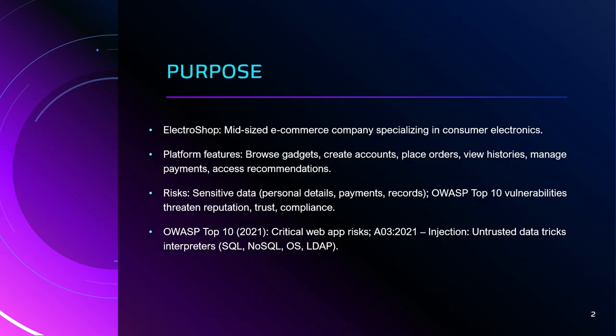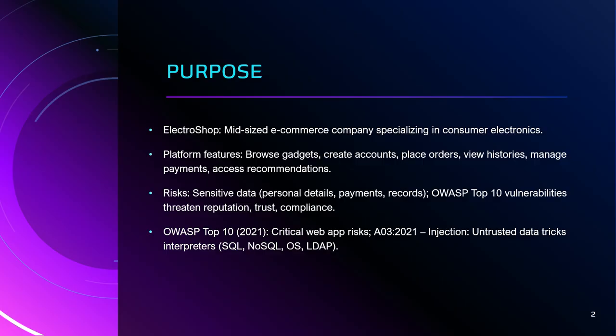As a member of the ElectroShop security team, this presentation aims to raise awareness about injection risks in our e-commerce platform, where customers browse gadgets, create accounts, place orders, view purchase histories, manage payments, and get personalized recommendations. We handle highly sensitive data like personal details, credit card information, and transaction records, so vulnerabilities from the OWASP Top 10 could devastate our reputation, erode customer trust, and lead to regulatory noncompliance.